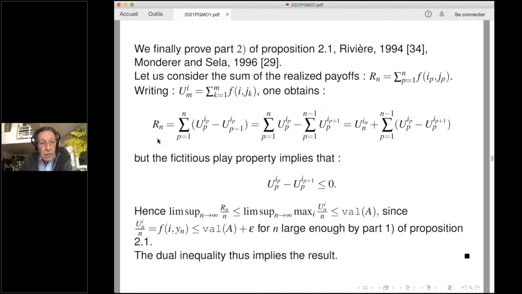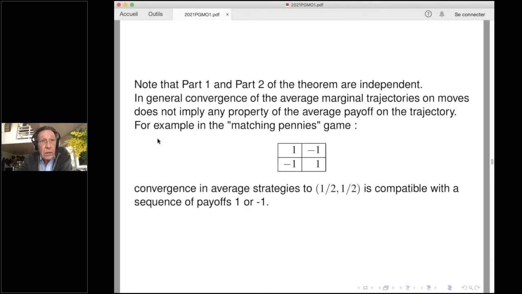And this is not a consequence of part one. Part one shows that on the trajectory, the accumulation point will be an optimal strategy. Part two says that on the trajectory, the average payoff will converge to the value. These are independent. In general, convergence of the average marginal trajectory of moves does not imply any property on the average payoff.